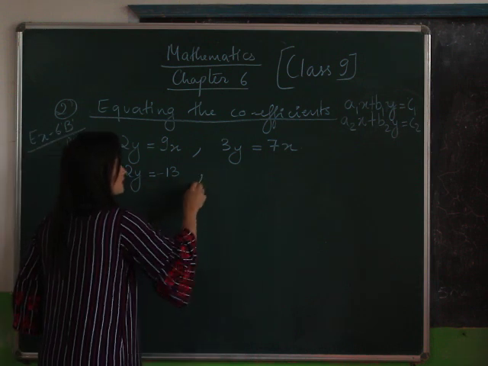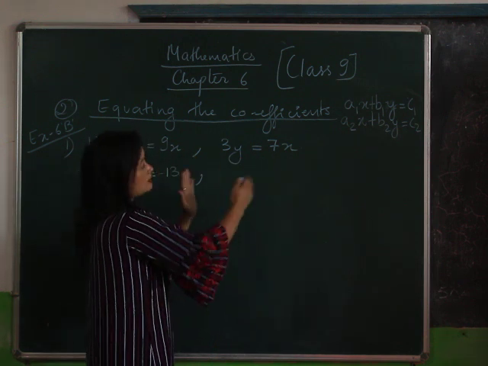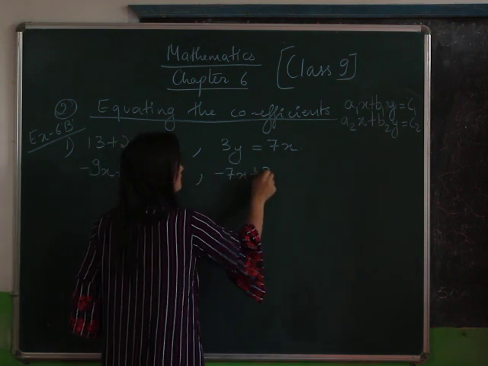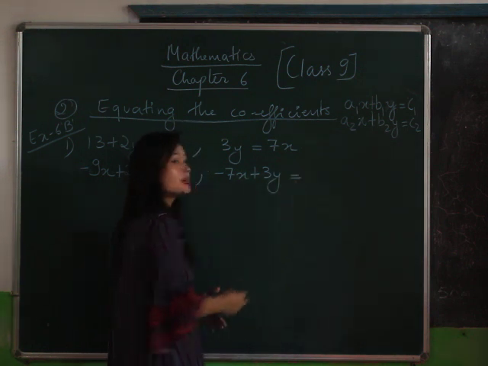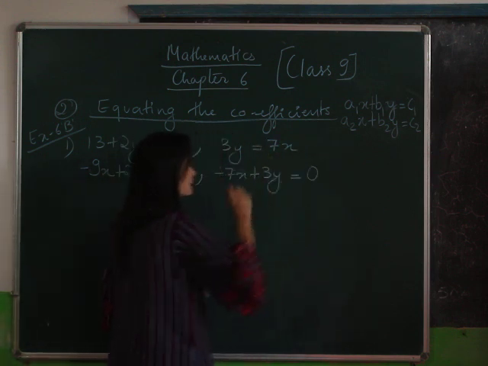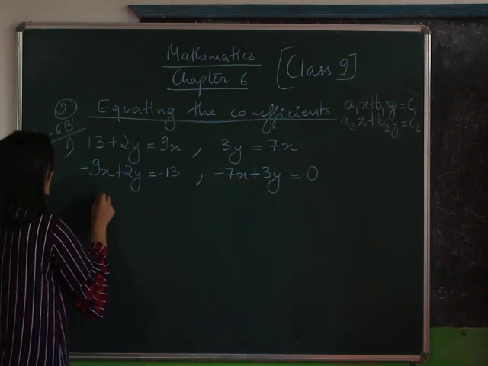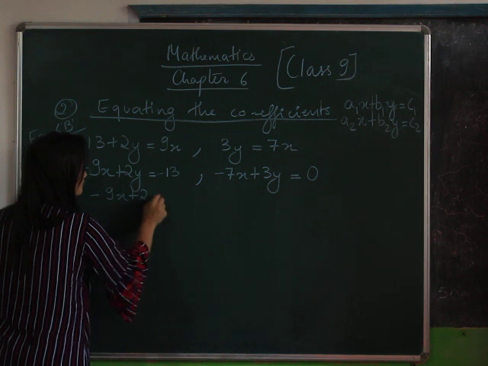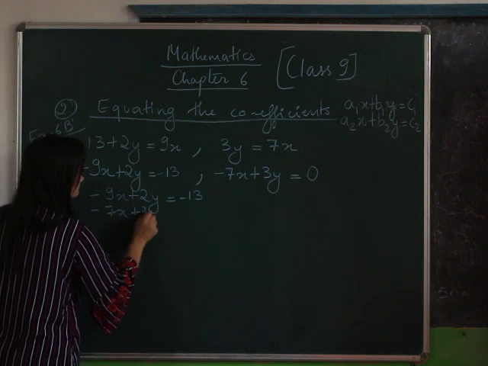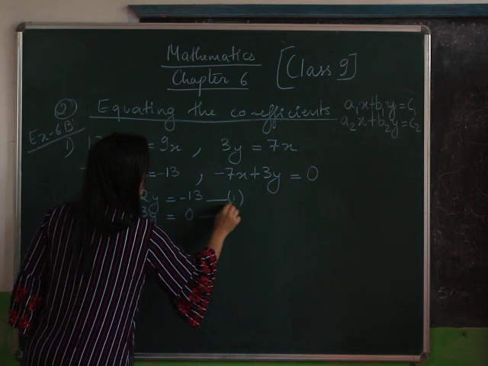Okay. Then for this one, you bring the variables to the left hand side and the constants to the right hand side. So minus 7x plus 3y is equal to, since there is no constant, what do you write it to be? 0. Now this is your equation 1, this is your equation 2. So I am arranging it.